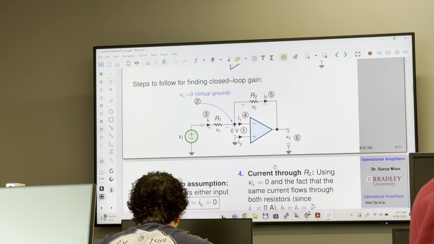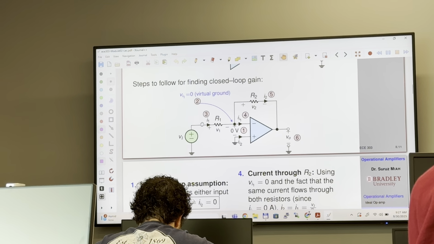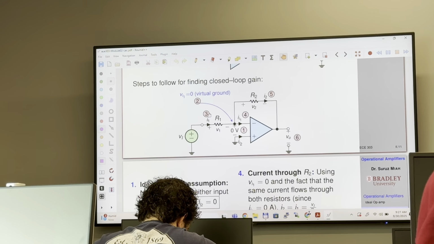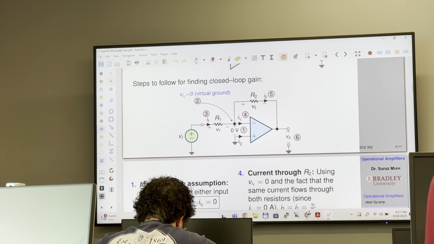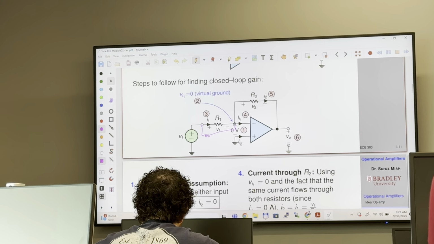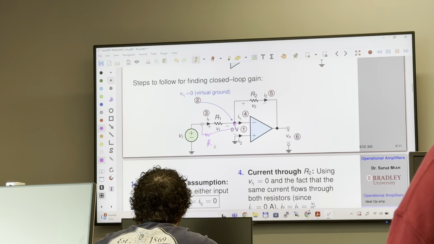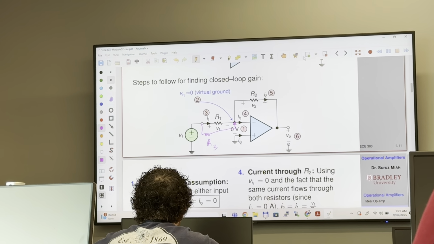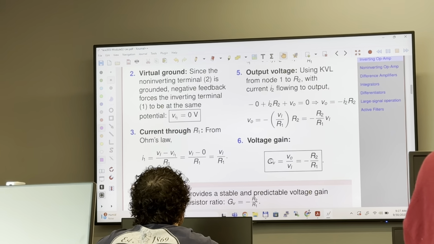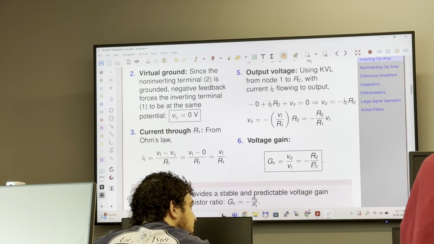Here you have a simple circuit, only one resistor. Let's say you have another resistor in parallel, and another resistor in parallel right here. Let's call this R1, this is R2. Based on this configuration, I may ask you what is the voltage gain. The voltage gain is going to be very different.